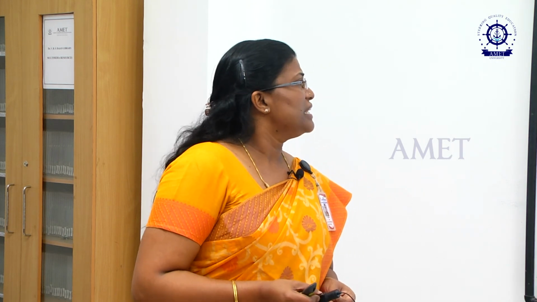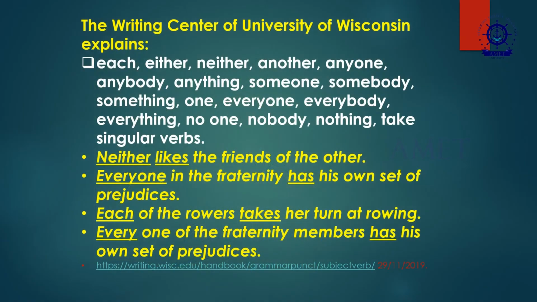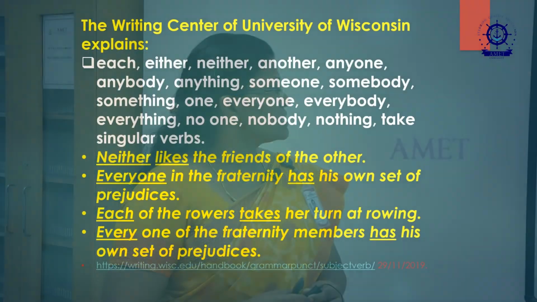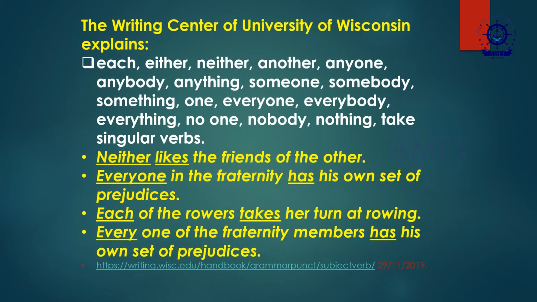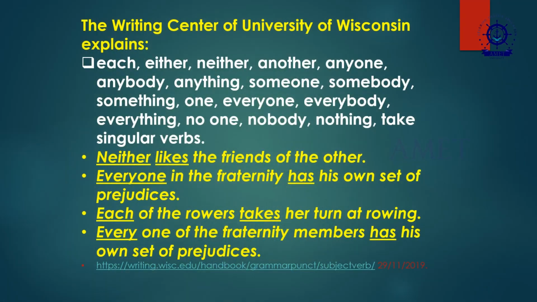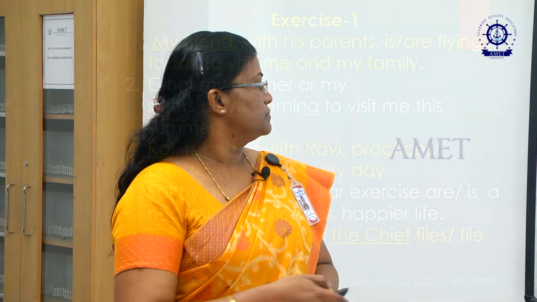For example, neither likes the friends of the other. Neither, singular, takes singular verb likes. Everyone in the fraternity has his own set of prejudices. Everyone takes the verb has. Each of the rowers takes her turn at rowing. Each takes the verb takes. Every one of the fraternity members has his own set of prejudices. Every takes the verb has.